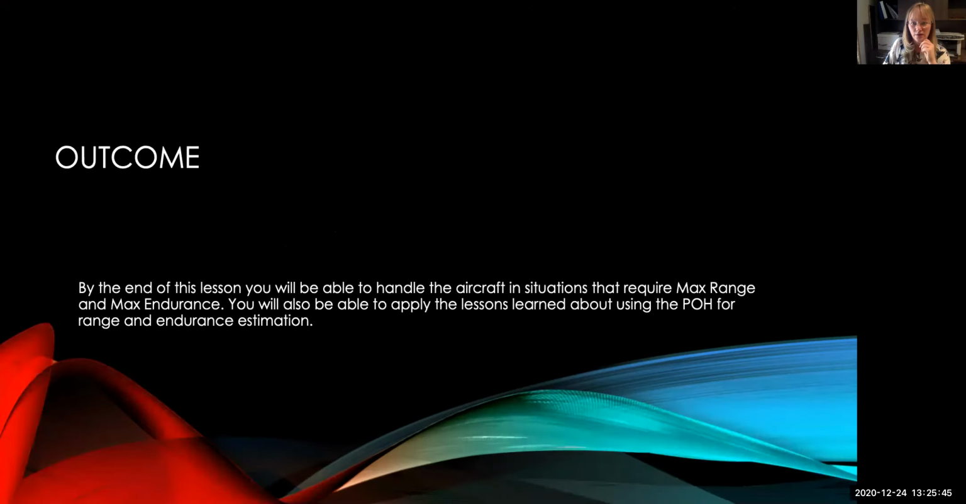Here we are. All right, so by the end of this lesson, you will be able to handle the aircraft in situations that require flight for maximum range and max endurance. And you will also be able to apply the lessons learned about range and endurance using the POH for estimation.